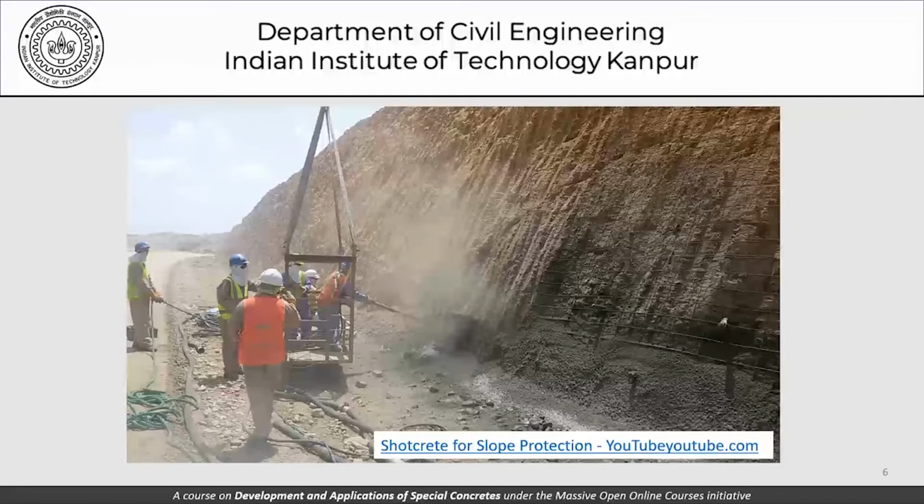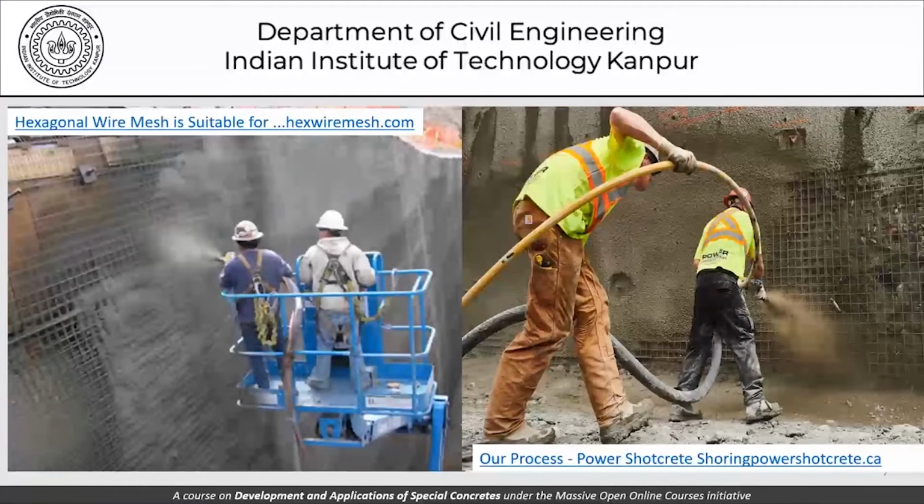Moving forward, this picture here particularly shows a more complicated form of deposition of shotcrete, where the operators, the nozzlemen, are being lifted to a position so that they can reach the place where the shotcrete is being deposited. And you should be able to see that we are trying to do reinforced concrete here.